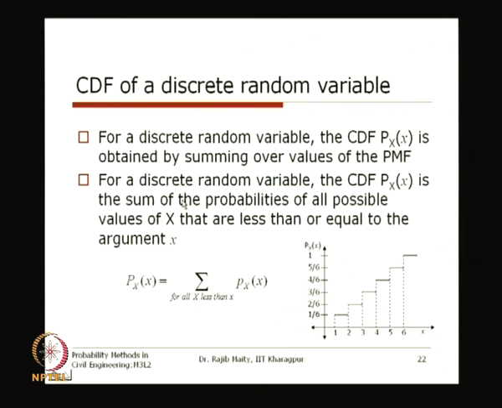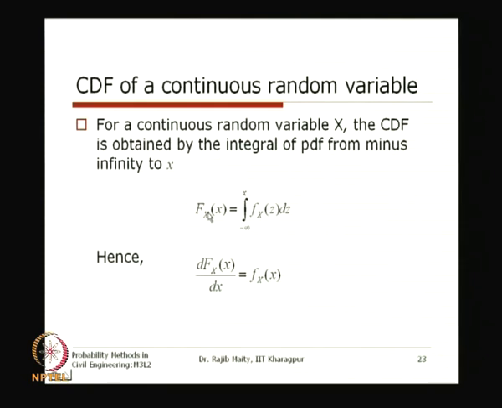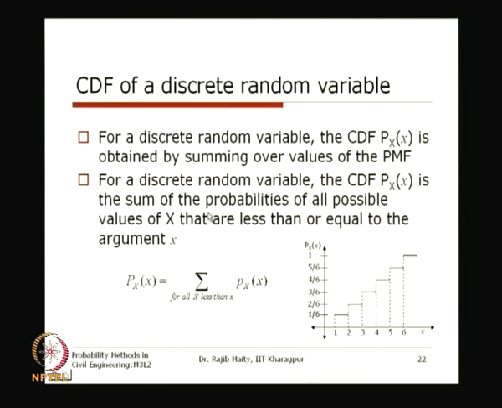So now we will take a small thing just to discuss for the discrete random variable. This is one important thing: for a discrete random variable, the CDF, that is Px, is obtained by summing over the values of the PMF. For a discrete random variable, the CDF Px is the sum of the probabilities of all possible values of x that are less than or equal to the argument x.